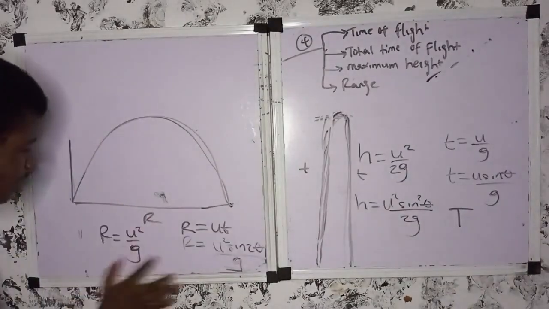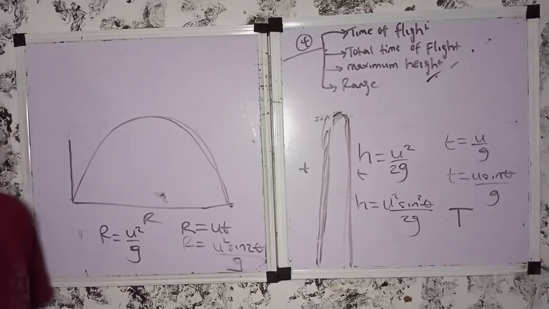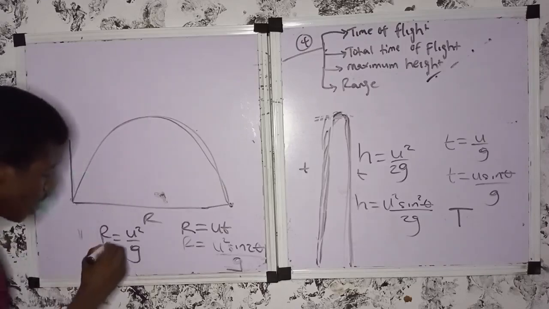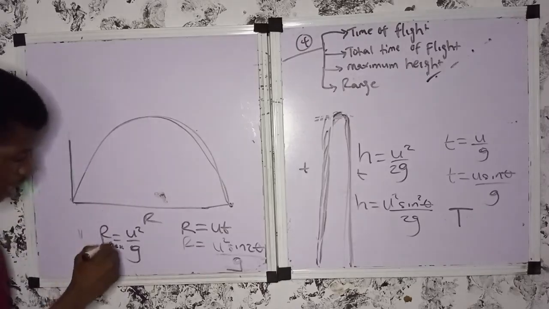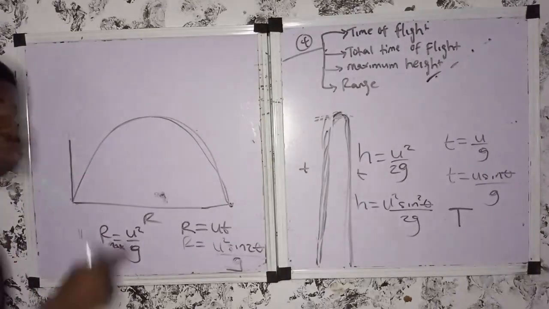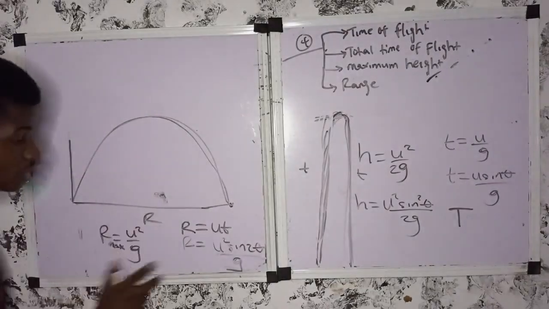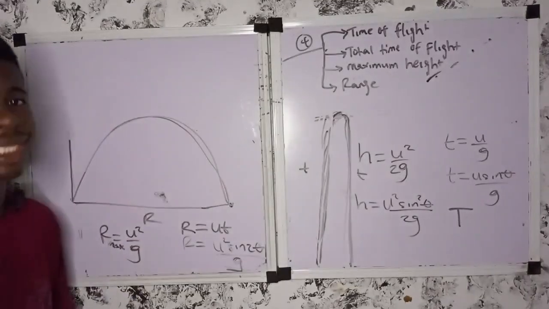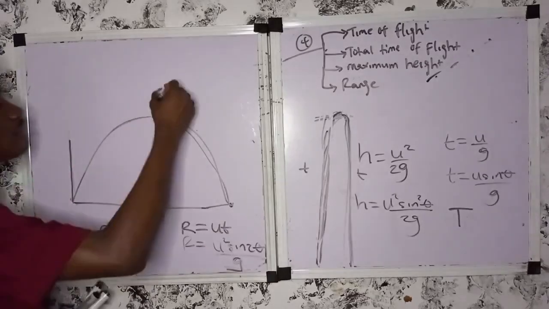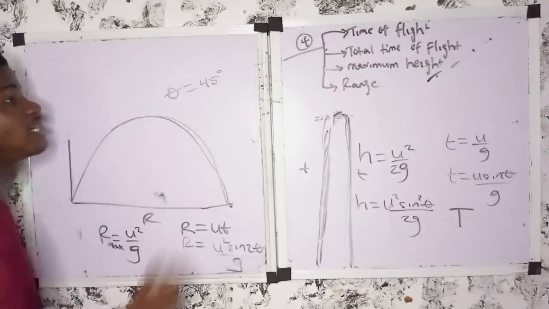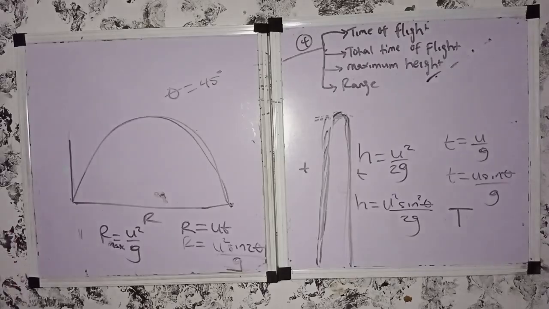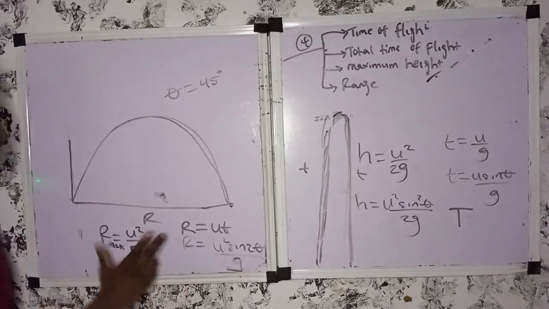Now take notes. This part is very important. If they ask you a particular question and say calculate the maximum range, use this formula. This is the formula for maximum range: R equals U squared over G. Now take note, this is very important: range is maximum when the angle is 45 degrees. So this formula and this formula are the same thing.